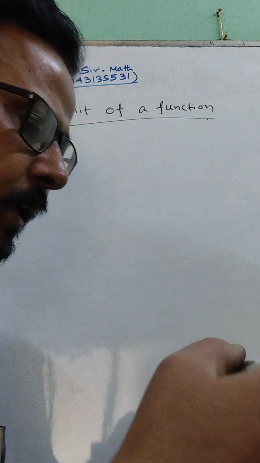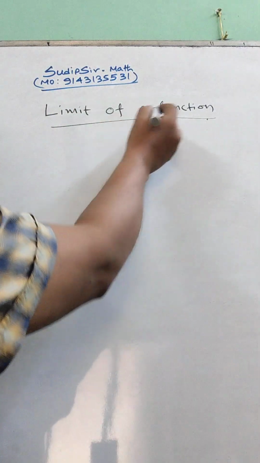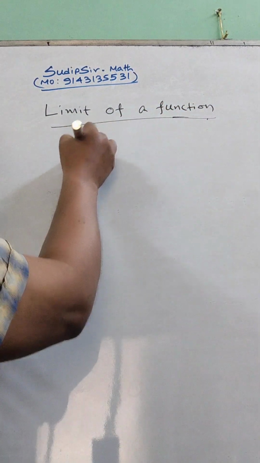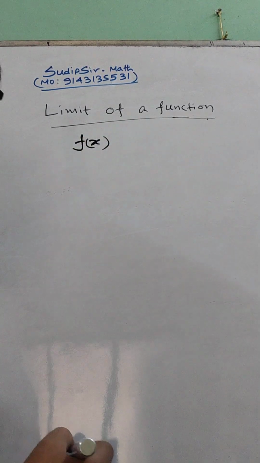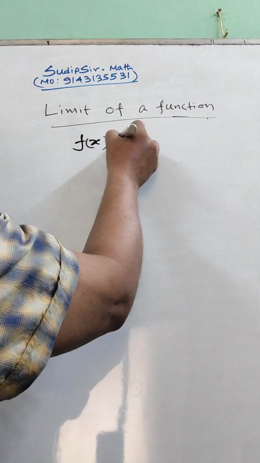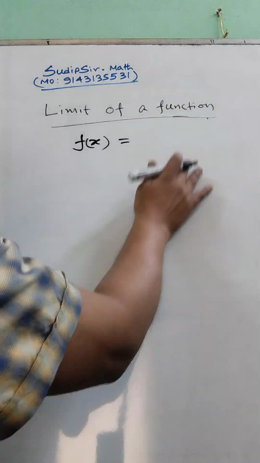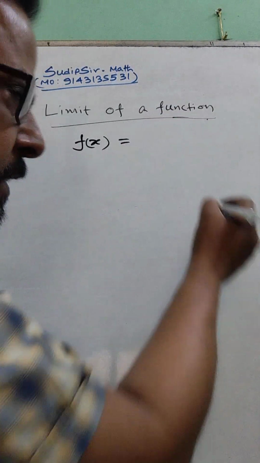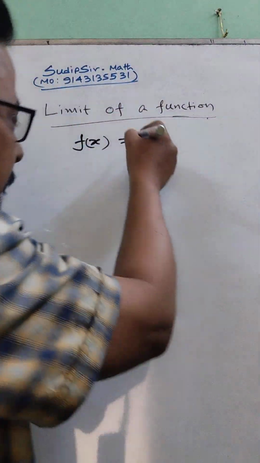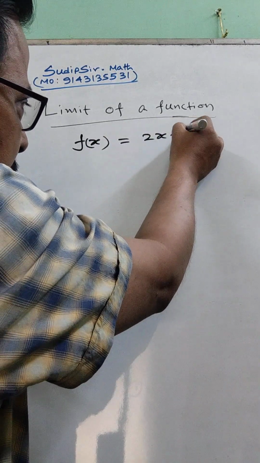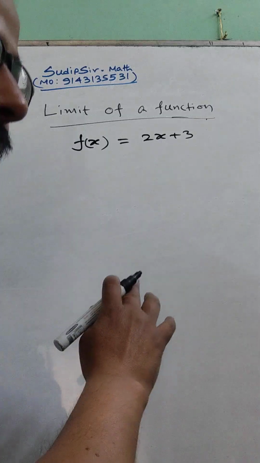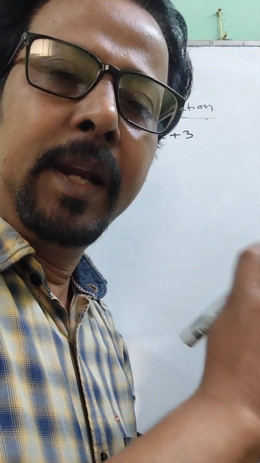Now, for this, we have to know about function. Function f(x) can be any expression, maybe an algebraic expression or a trigonometric, logarithmic or exponential function. Now, say f(x) equal to 2x plus 3. This is a simple algebraic function, a linear equation.